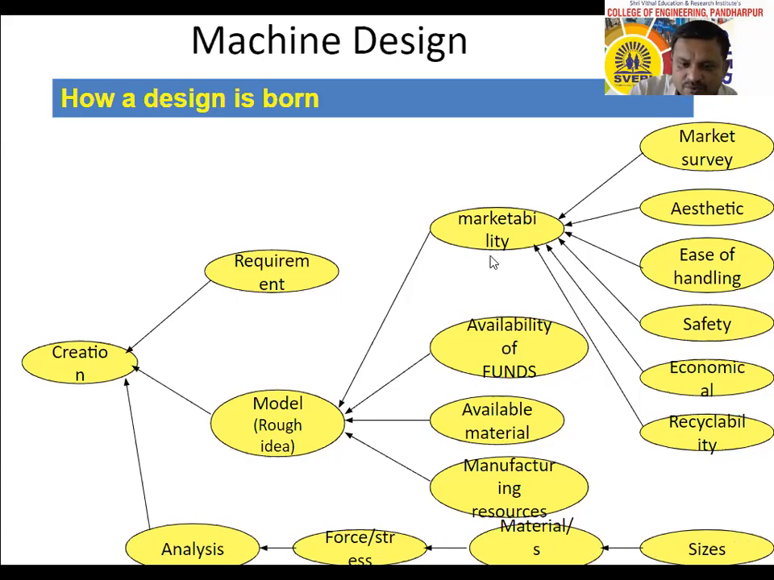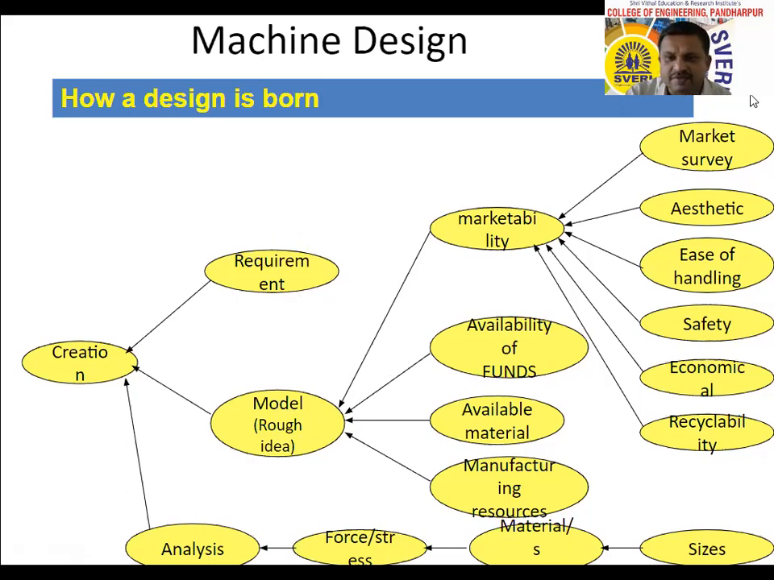Now all these 4 aspects, marketability, availability of funds, material available, and manufacturing resources: by taking these 4 aspects into consideration, we can prepare a model or rough idea. Then once we prepare that model, we have to take into account its size and material, then do the analysis. You know, either software analysis or numerical analysis, whatever it is. On that model, we have to find out different forces and stresses or strains, or do the failure analysis of the product. And at that time, we have to see the requirement.